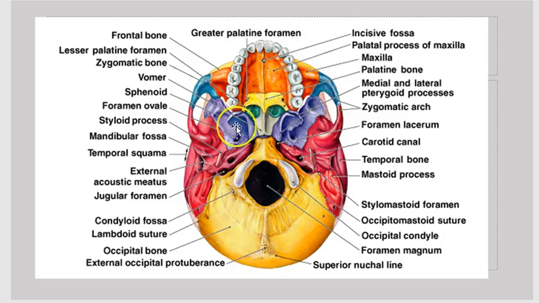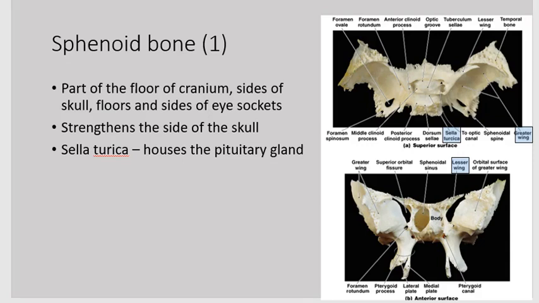The next bone we're going to talk about is this one right here, this kind of purplish blue that runs all the way across. This bone is called your sphenoid bone, and it forms part of the floor of the cranium, also parts of the eye sockets, and it helps to strengthen the side of the skull. A cool thing that it has in there is called the sella turcica. If you look, there's just kind of like this little pocket that houses the pituitary gland. The pituitary gland is super duper important on releasing different hormones that help to control your body's metabolism and growth and development.